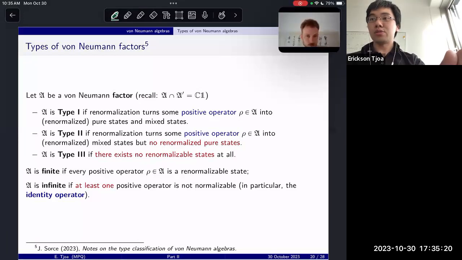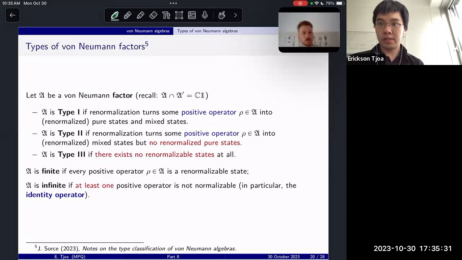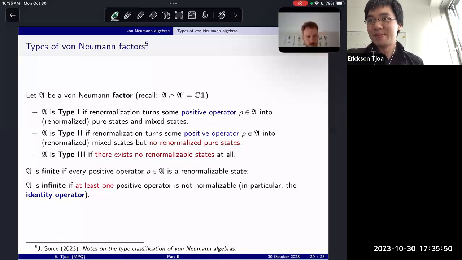So this is actually the same statement as in quantum field theory. There is actually no way to take the trace of local observables. Or you might have heard people saying that there are no density operators at all in quantum field theory associated to the local observables. And we say that it is a finite von Neumann factor if every positive operator is a renormalizable state. It is infinite if at least one of them is not normalizable. So you realize that in particular, it is infinite the moment the identity operator is not normalizable, right?